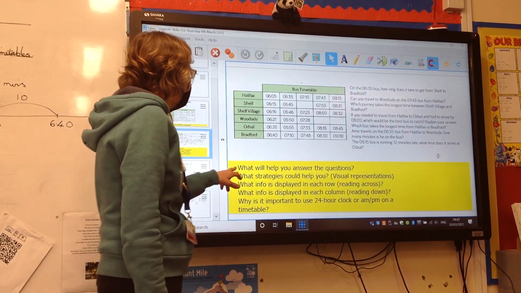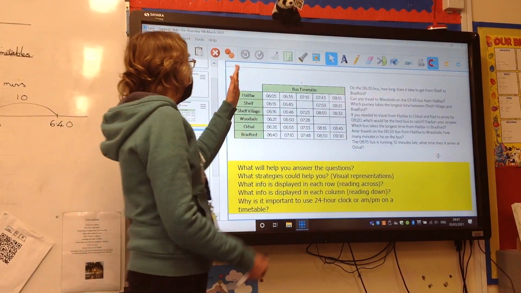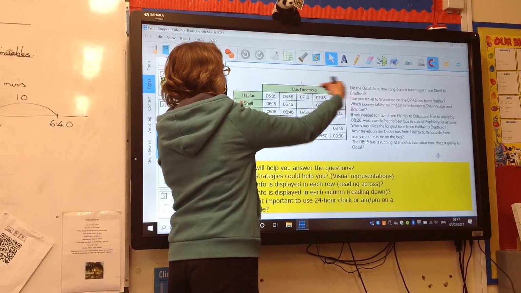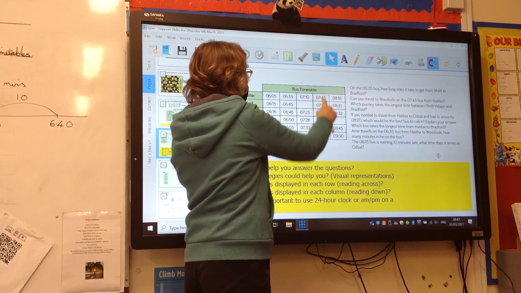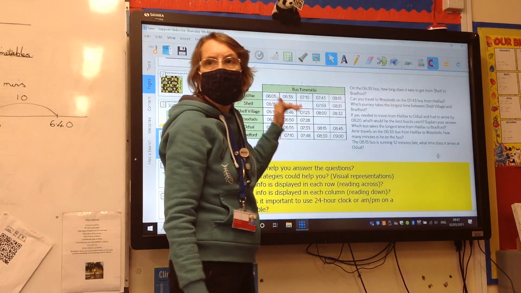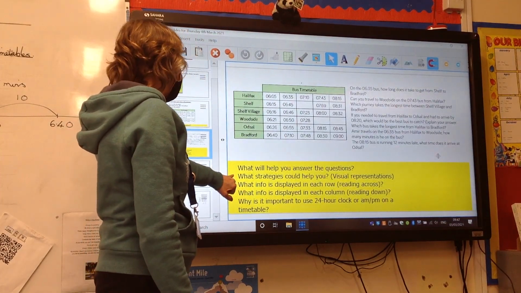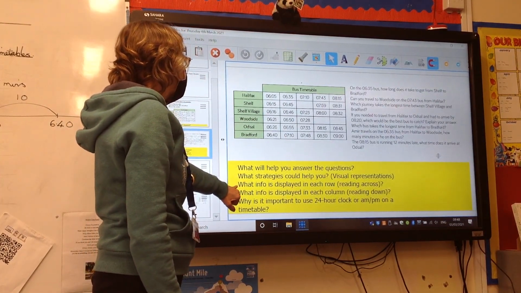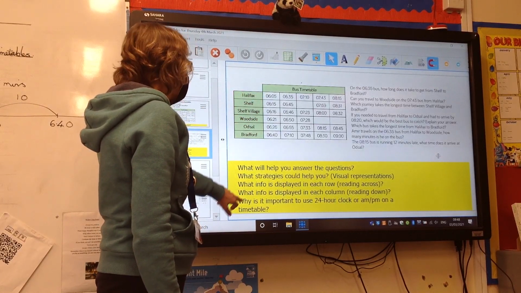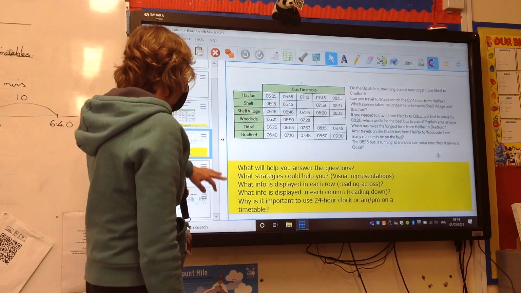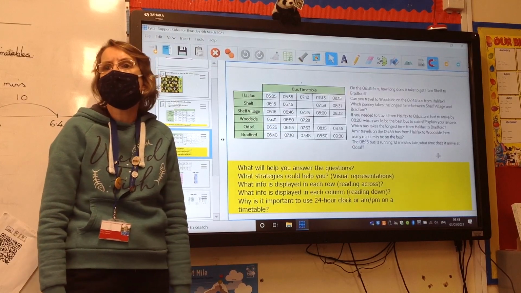Okay. So what will help you to answer the questions? I think we've just answered that. It will be the rows and the columns, so using that information together. And also using your finger or using a ruler to help you to find the relevant times. What strategies could you use? We'll do that in a minute. What information is displayed in each row? We talked about that. What is displayed in each column? We talked about that. Why is it important to use 12-hour clock or AM or PM on a timetable?